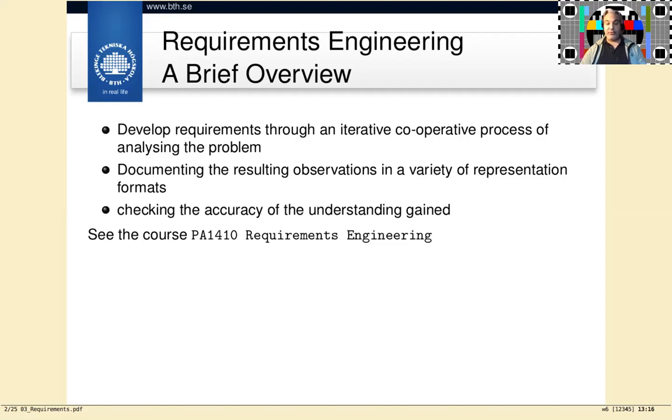As I said, we have other courses for going deep into this. I think that's an old course code for requirements engineering. I think you have one which is requirements engineering and product management, which I guess is a PA1458 something or other course. But bottom line is there are courses that really go deep into how to do this properly. So this is just a broad overview to give you a sense of what is involved in requirements engineering.